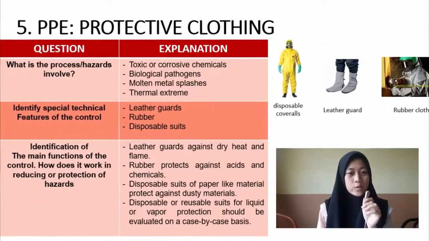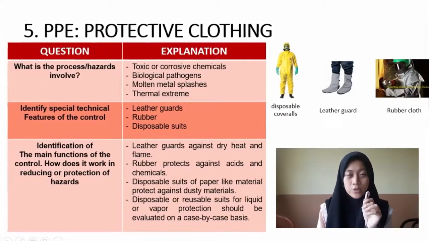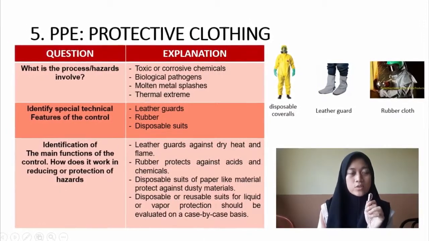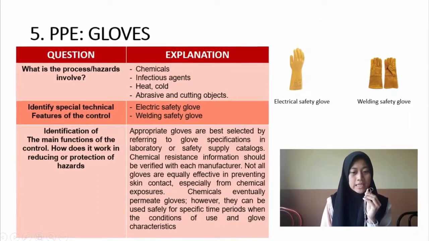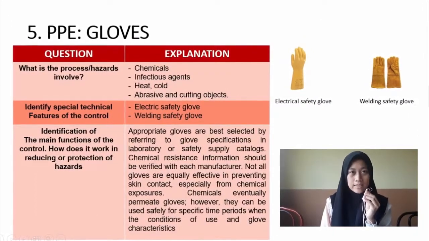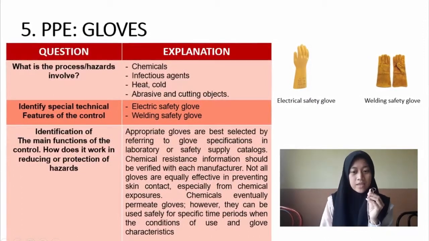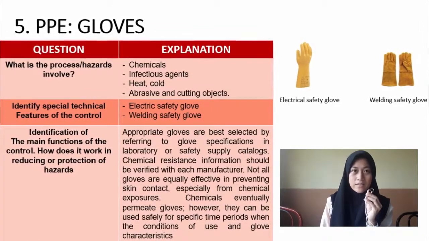As for protective clothing, one of the hazards is caused by toxic or corrosive chemicals. Usually, a disposable or reusable suit for vapor and liquid is used to control this hazard. Gloves are another example of PPE. Gloves can protect us from hazards such as infectious agents, chemicals, heat, and others. Gloves are best selected by referring to the glove specification in the laboratory.